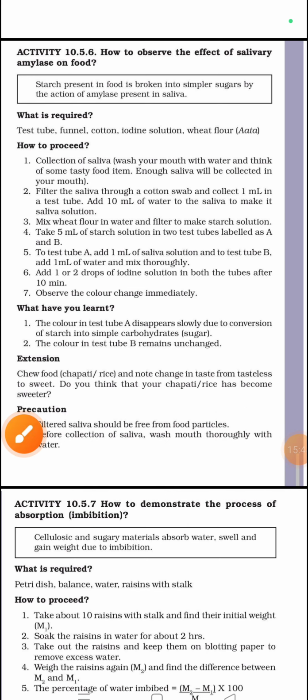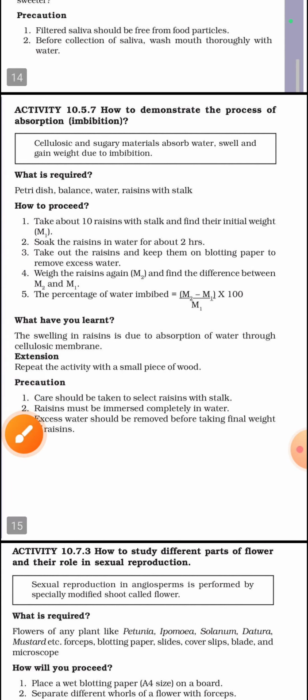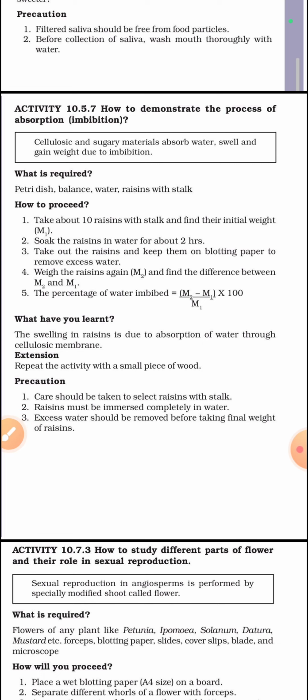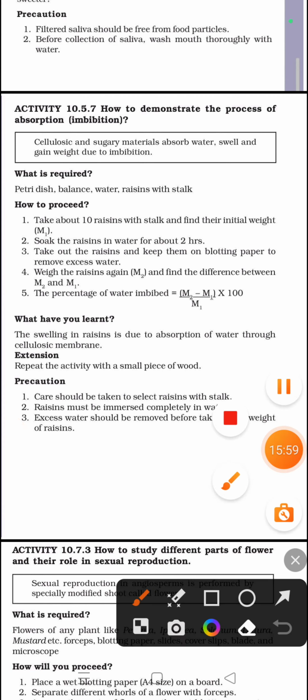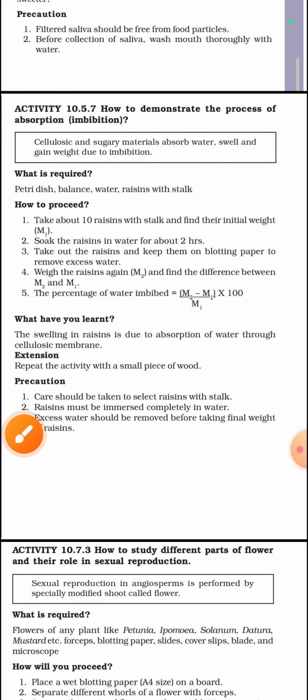Next, how to demonstrate the process of absorption, imbibition. Cellulosic and sugary material absorbs water from the soil and gains weight due to imbibition. This experiment is done with the help of raisins. It is not very important for your exam because it takes time, so the probability that this type of question is asked in your exam is very low.